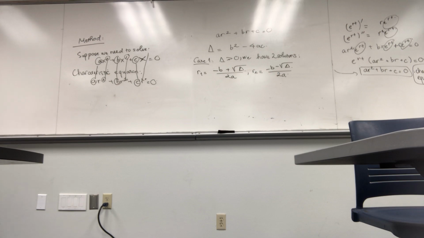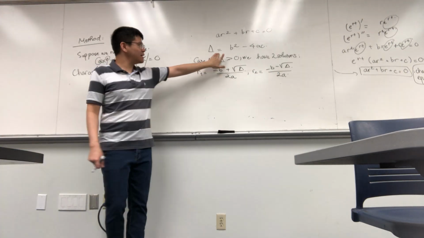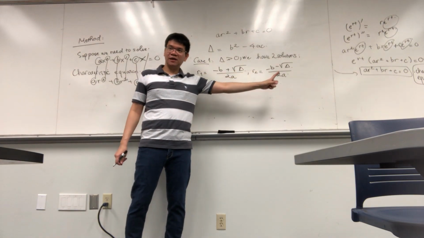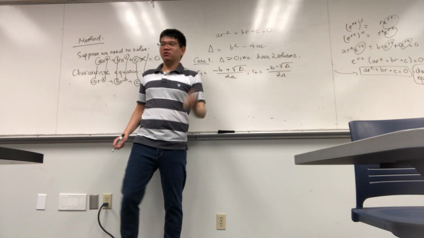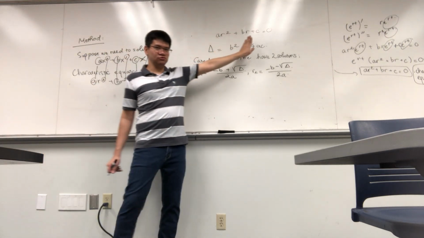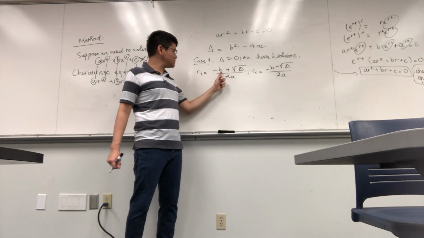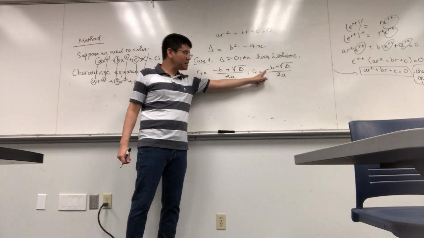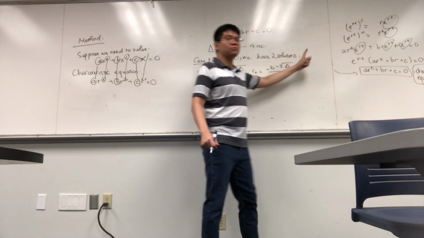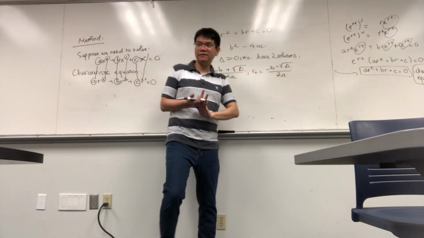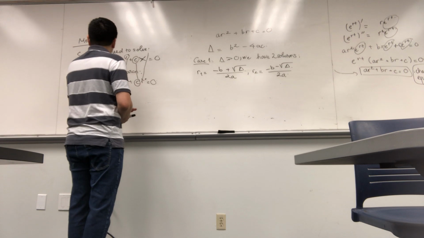What you do is you consider the quantity that I call delta here. Delta will be b squared minus 4ac. If delta is strictly positive, this equation has two solutions. The first one is r1, which is minus b plus the square root of delta divided by 2a. And the second one is minus b minus the square root of delta divided by 2a. All right? So we have two solutions.